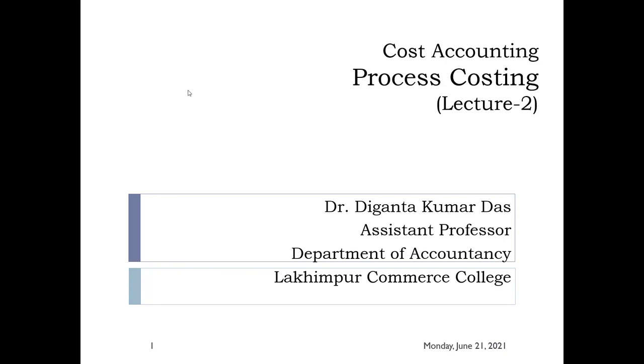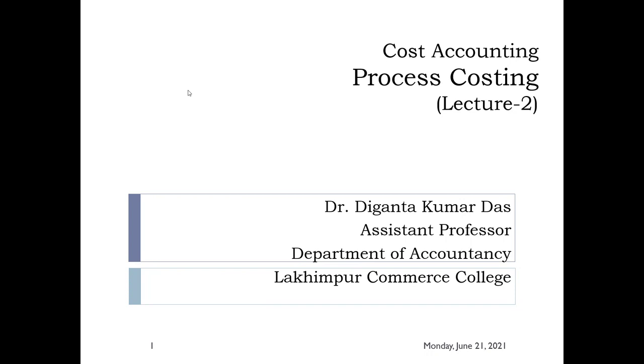Then we tried the case when there are some opening stock and closing stock, then wastage, and sale proceeds of scrap value are given. In that case, we learned how the process accounts are prepared. But today we will learn about process losses.